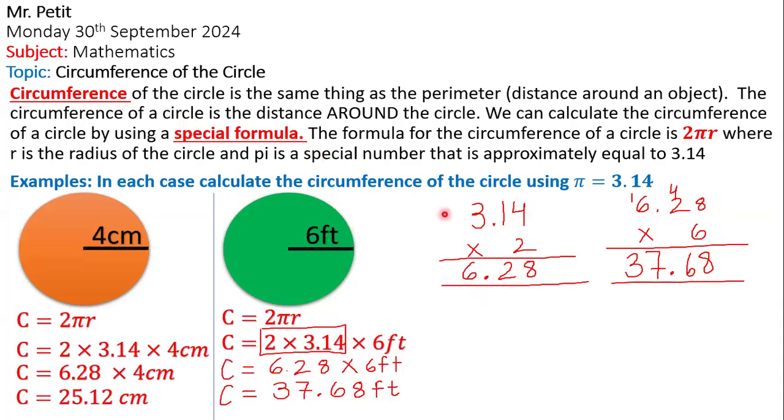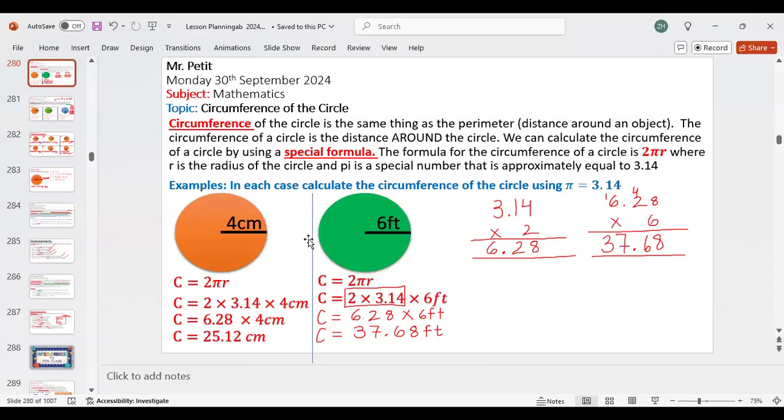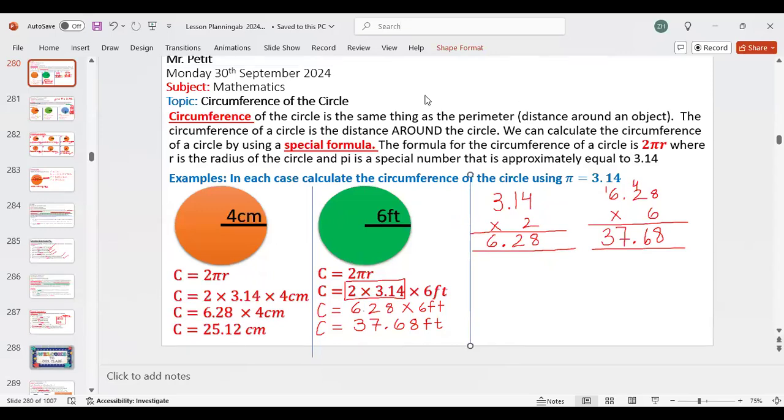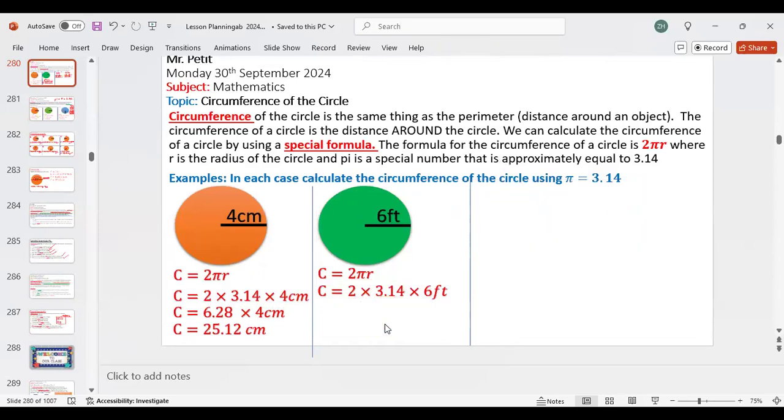All right, let's do one more before we go on to the quiz. So let me move all of this. We have C is equal to 6.28 times what? Times 6 feet.